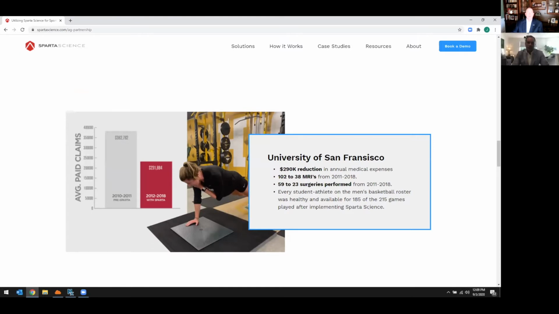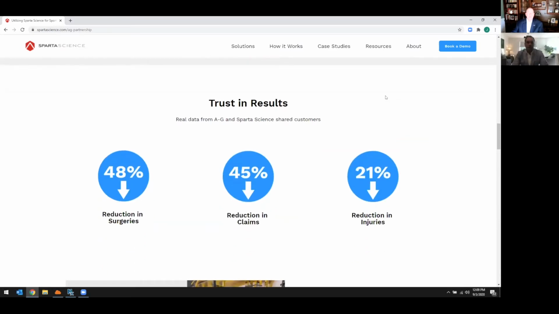Yeah, it's a great case study. And beyond the University of San Francisco, one of the things that we've done is performed an analysis on what happens when an institution has the combination of AG Administrators and Sparta Science. In our analysis, across, I believe, 8 to 10 universities in this study, we saw a 48% reduction in the number of surgeries, 45% reduction in the number of claims, and a 21% reduction in the number of injuries.